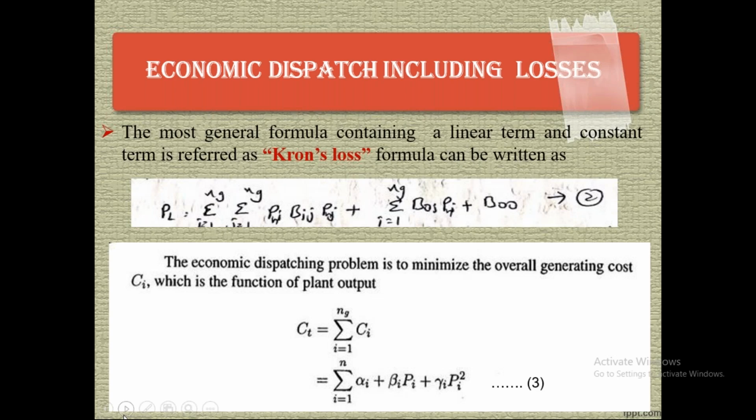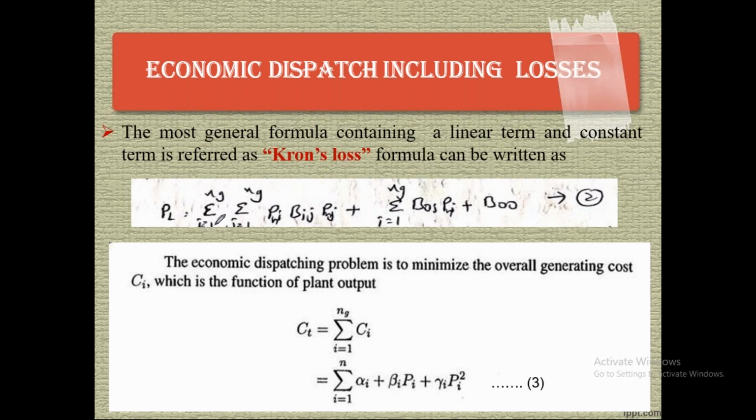See, in the last derivation we used some methods, that is, the Lagrange formula. The same thing applies here also. The loss formula can be represented in another way, called Kron's loss formula. From this unit you will get a 2 marks question: write down the Kron's loss formula and what terms are included in it. So this equation is called Kron's loss formula. Why is it called Kron's? This is the scientist's name.